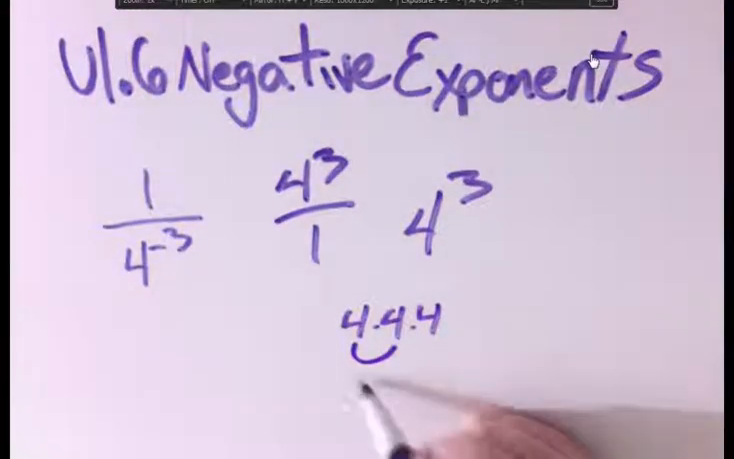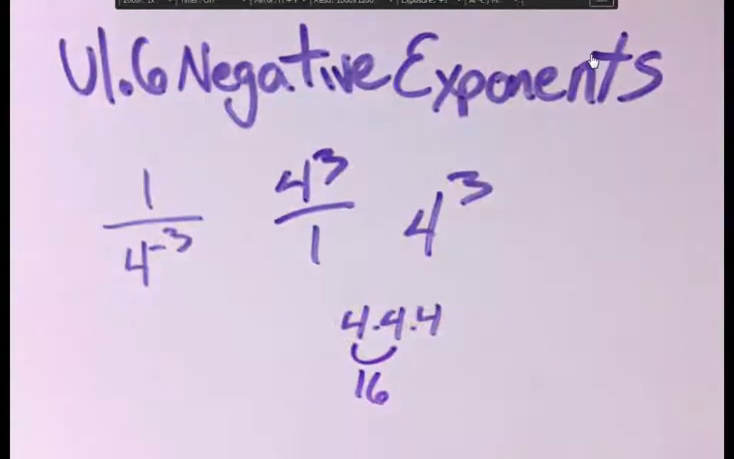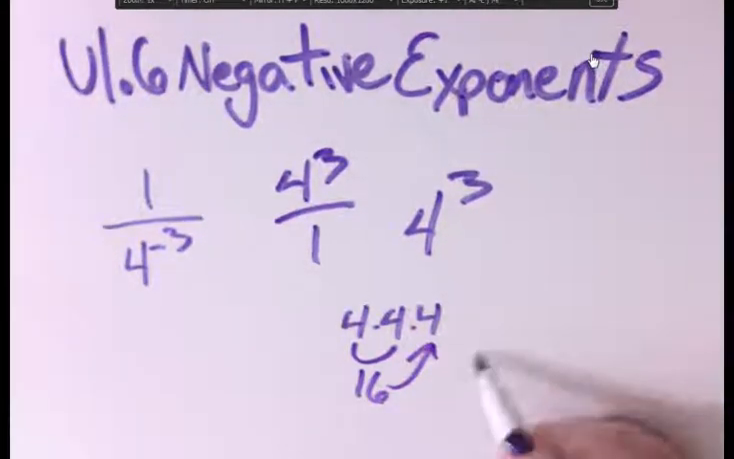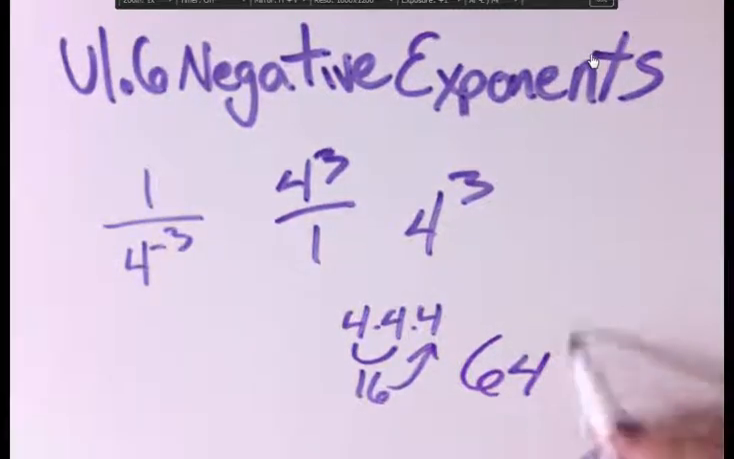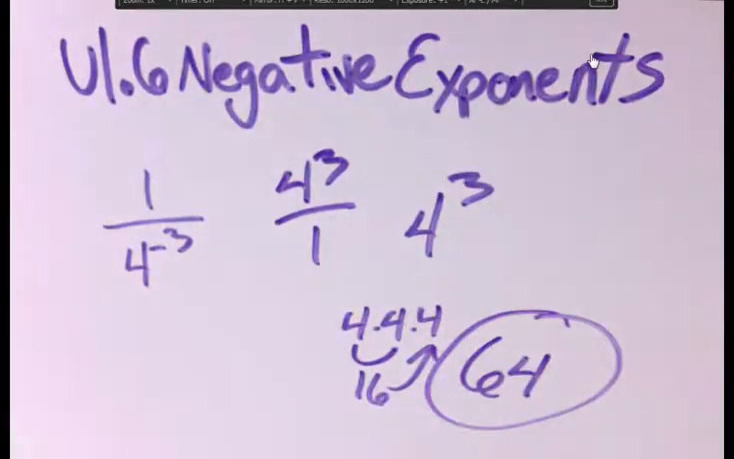So 4 times 4 is 16. 16 times 4 is 64. So 64 is our answer for that one.